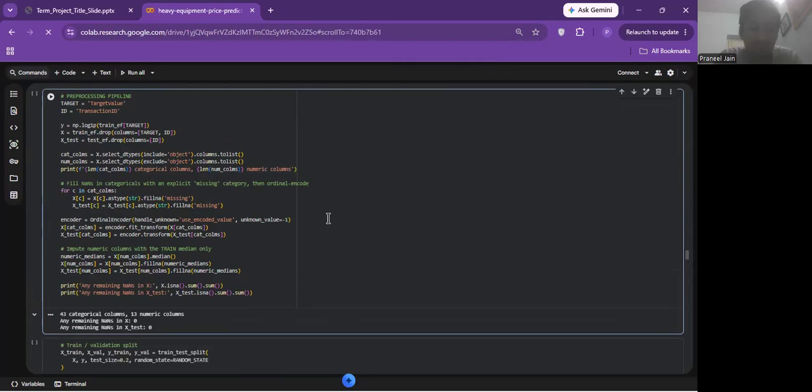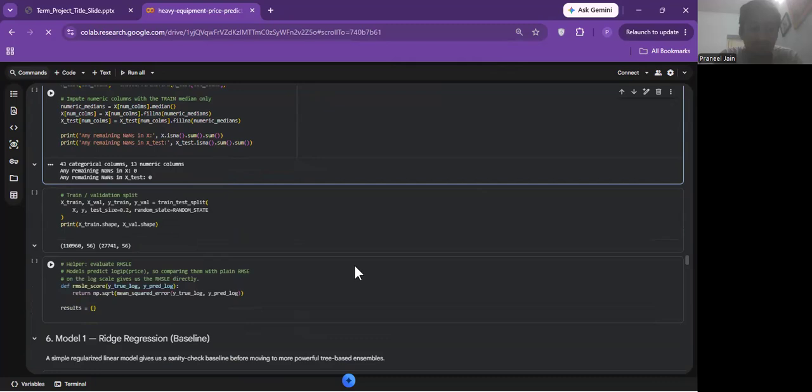The next thing we have done is numeric imputation. For numeric imputation, I filled the missing values with median values, as we know that median is more robust to skewness than mean. Both the encoders and median values are fit only on train and reused on test to avoid any data leakage and keep validation honest.